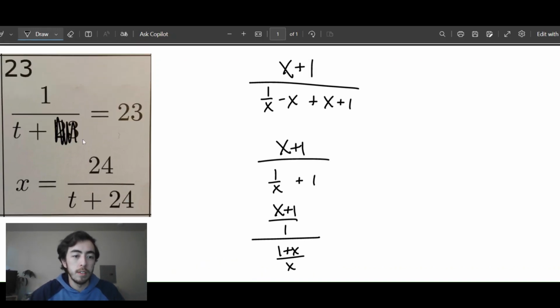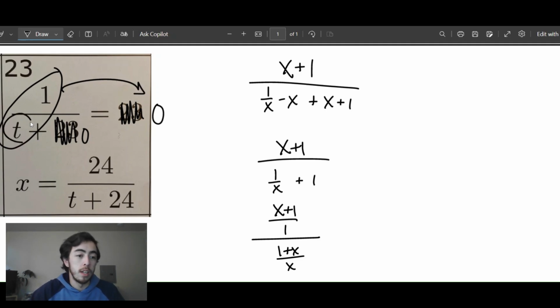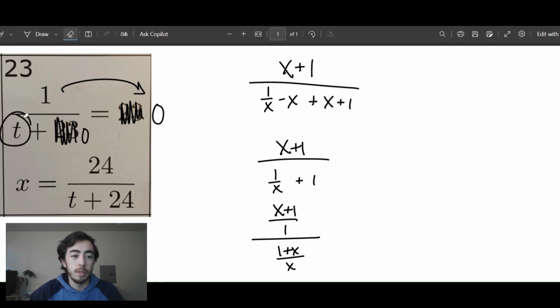If this is a 0 and this is a 0, I can't make 1 over a number equal 0. It's just not going to work. You could try plugging in a large number like a million, but 1 over a million still isn't 0. You could try plugging in a negative number, but that's still not 0. So this number right here couldn't have been 0.